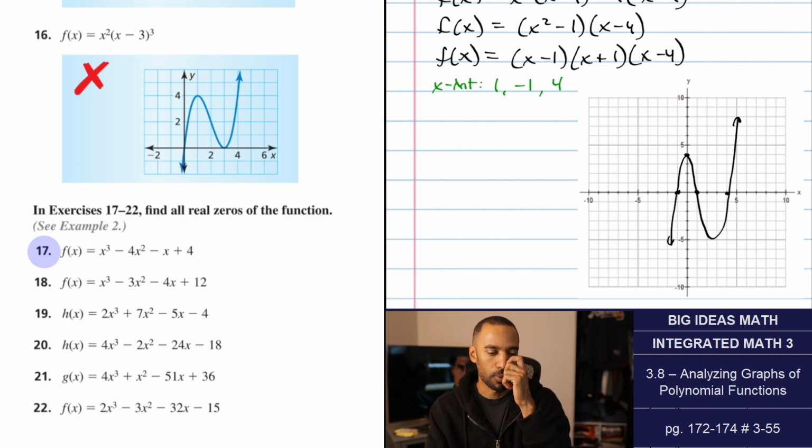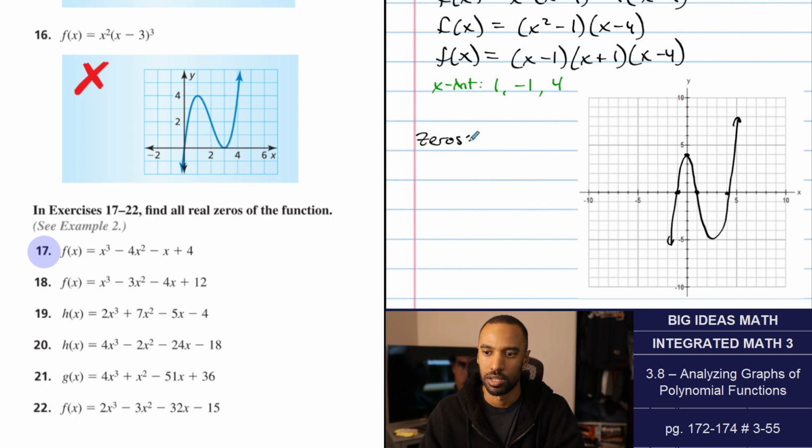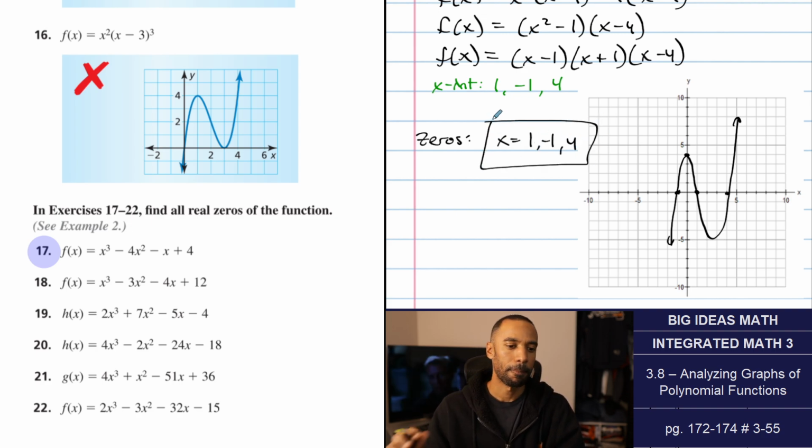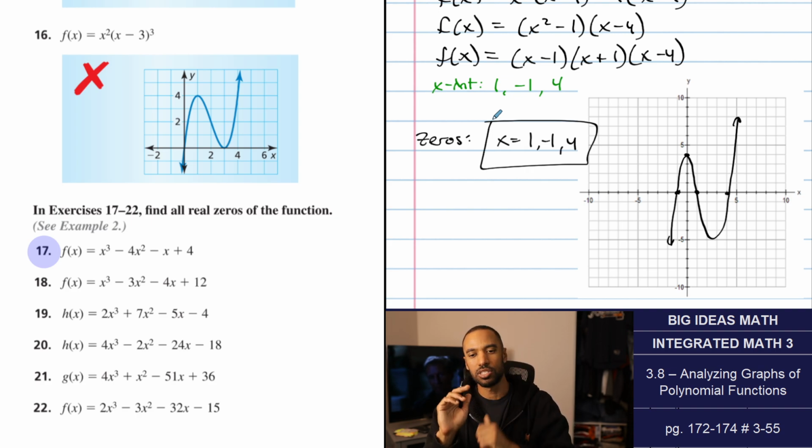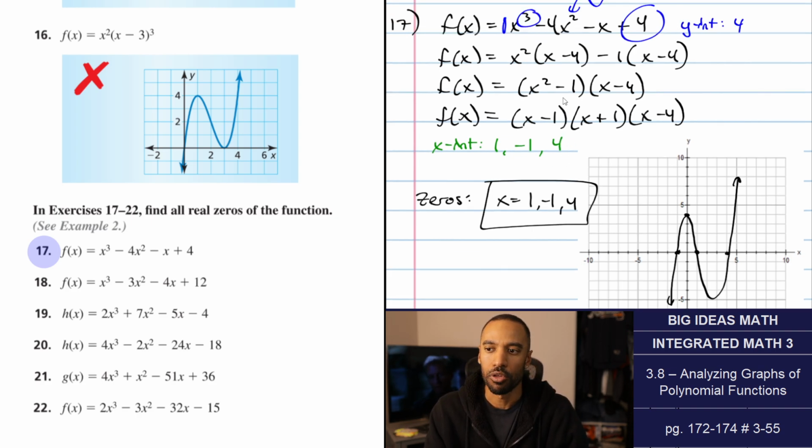Oh, it just says find all real zeros of the function. All right, well, the zeros are x equals 1, -1, and 4. Okay, you know what? I might take back what I'm doing here. It doesn't even ask us to graph. So although I did all this, and this is good fun stuff, okay?